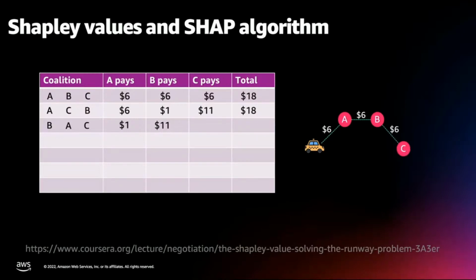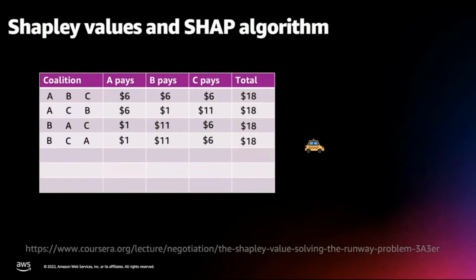And now Carol joins the coalition. So far, $12 have already been committed to it. And out of the $18 total, Carol just needs to pay the difference, which is $6. If we do it for the other orderings, we get something like this. And again, let's just look at the last one in a little bit more detail.